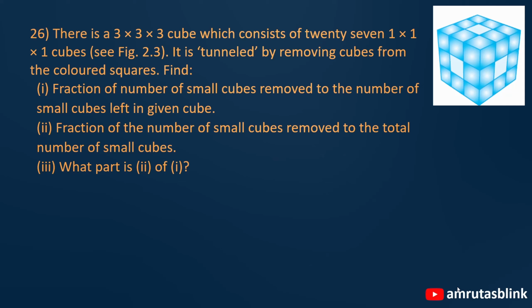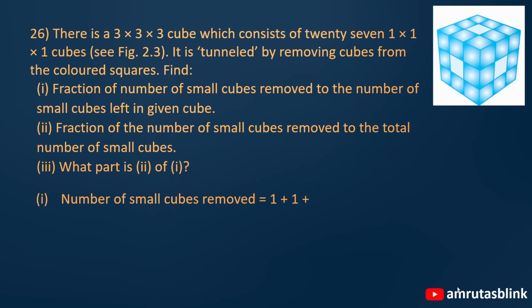Fraction of number of small cubes removed to the total number of small cubes, and what part is 2 of 1. Now here, there is a given cube. Let's say it is of dimension 3 by 3 by 3. That means the length of the given cube is 3 units, the width is also 3 units, and the height is also 3 units.